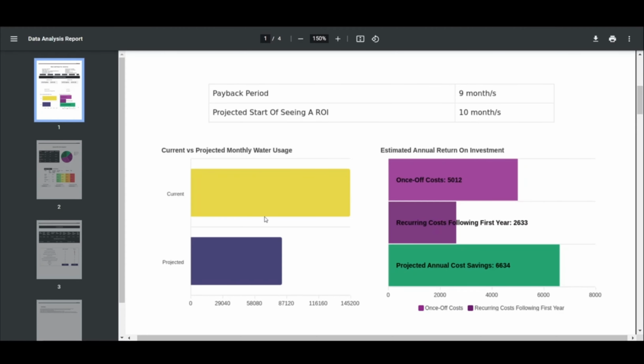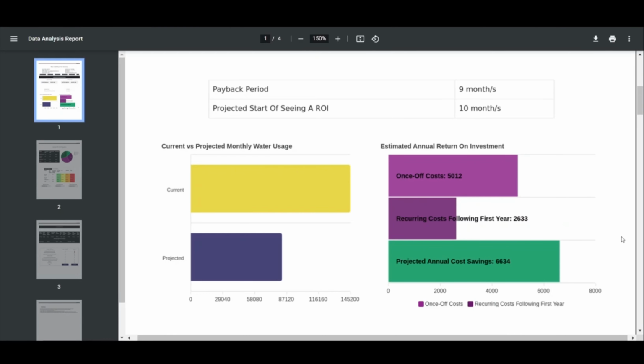This use case could have close to a 50% reduction in monthly water consumption, and if you take a look at your graph to the right, your annual cost savings are visually demonstrated too.